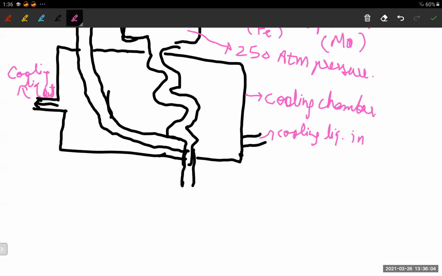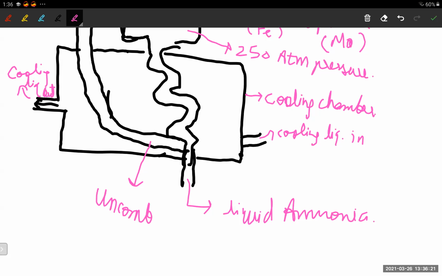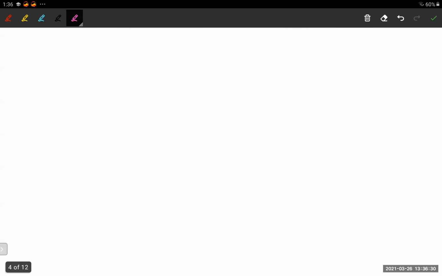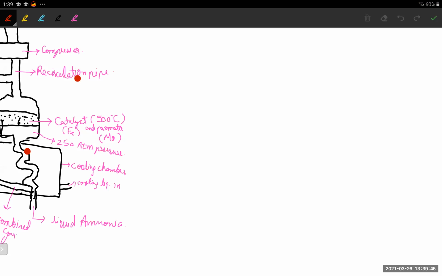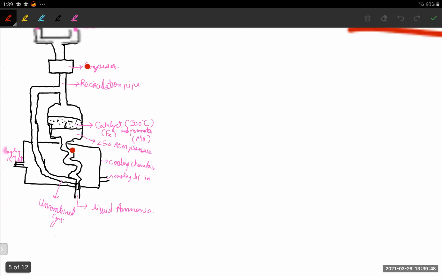I hope that everybody is clear with the diagram. Now let's see the process. So this is liquid ammonia. Here the uncombined gas is going out. Now see, let's look at what is going on in the video. So what happens is, can you see, yes, what are you asking?